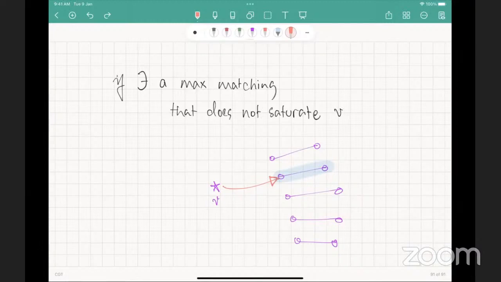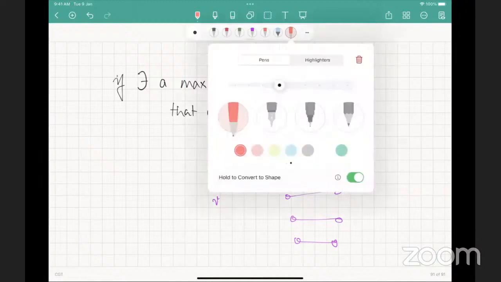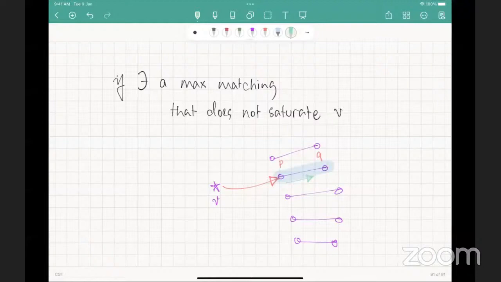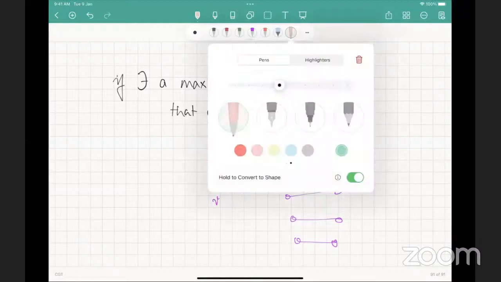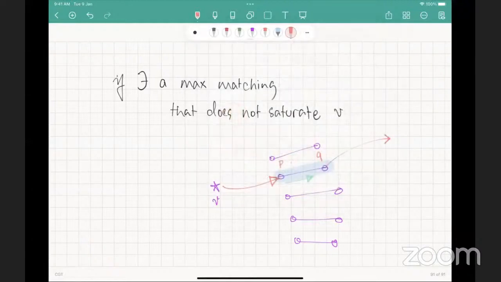So if there is a maximum matching that does not saturate the vertex V, then that's the matching that the second player can basically hold on to guide their moves, right? And just to confirm your intuition here, suppose this edge was PQ. The red edge is the first player's move, and let's say that the second player moves along the edge PQ. And let's say hypothetically that the first player is somehow able to get out to an unsaturated vertex.